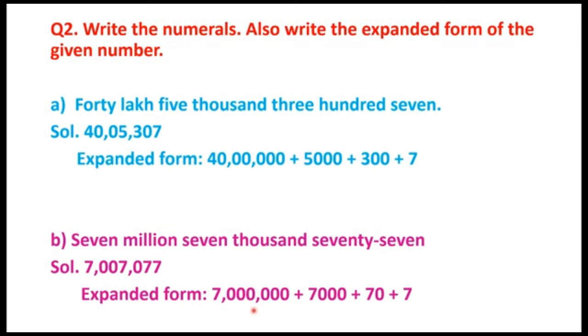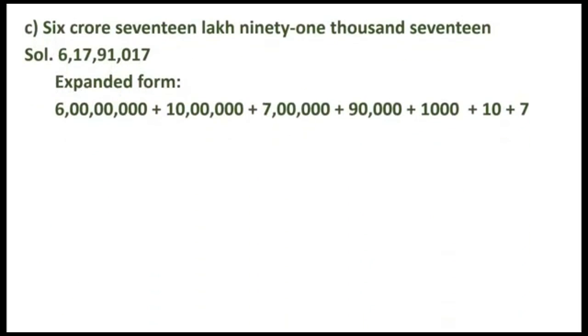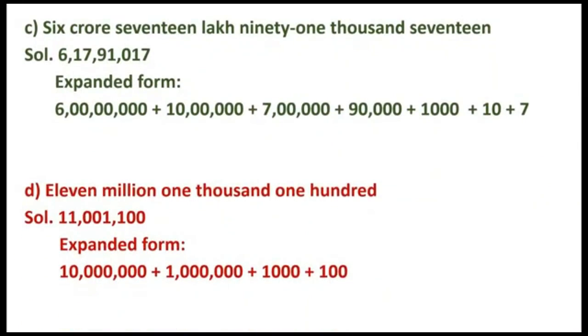The number is 7,007,077. The expanded form of this is 7 million plus 7,000 plus 70 plus 7, and when we add all this, we will get 7,007,077. So this is the expanded form. The same thing, children, you can go with these 2 questions also, the same formula, the same rule, how to put the commas and how to write the numbers and the expanded form of these numbers. You can write this in your copy. Thank you.